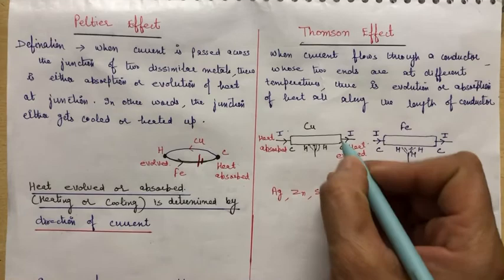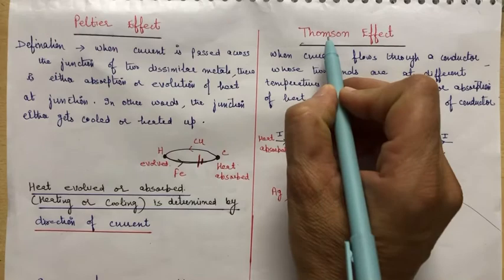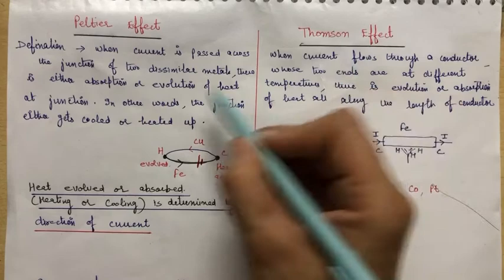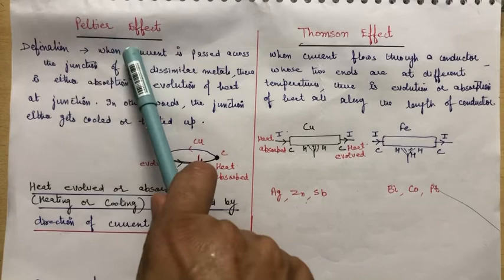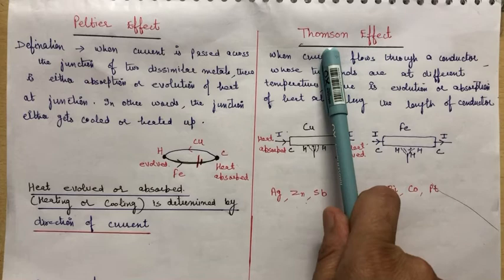And Seebeck effect is the resultant of Peltier effect and Thomson effect. Means Seebeck effect is the combination of Peltier effect and Thomson effect. So in this lecture we will discuss Peltier effect and Thomson effect. It is given by Peltier, that's why it is Peltier effect, and it is given by Thomson, that's why it is Thomson effect.